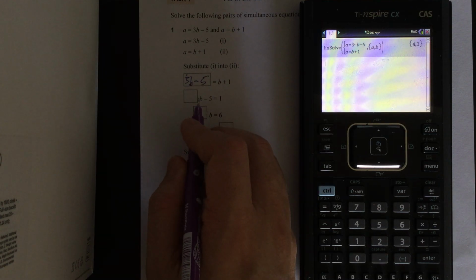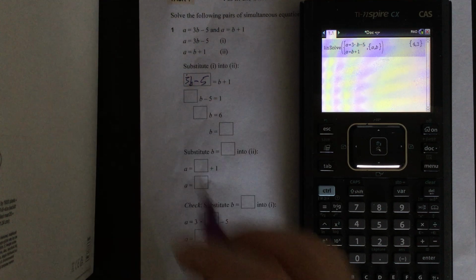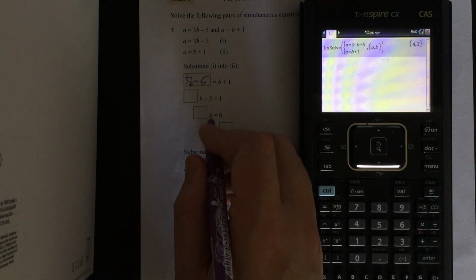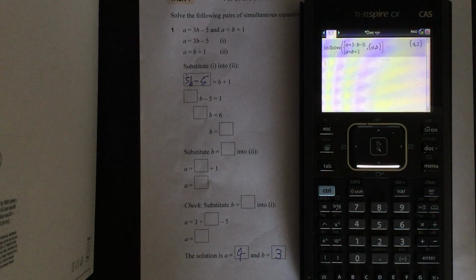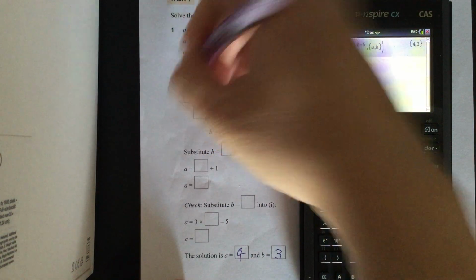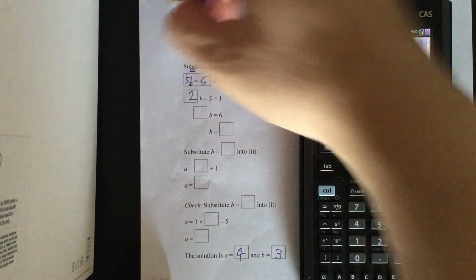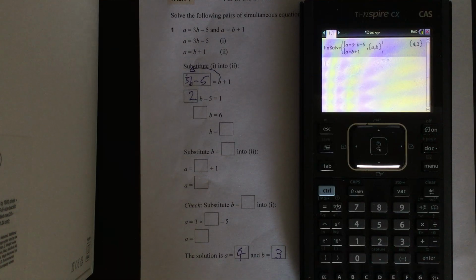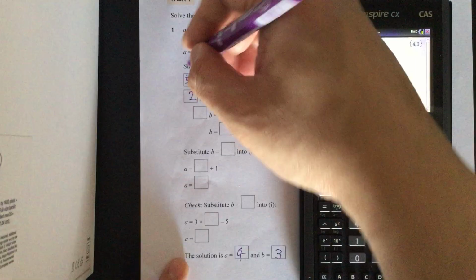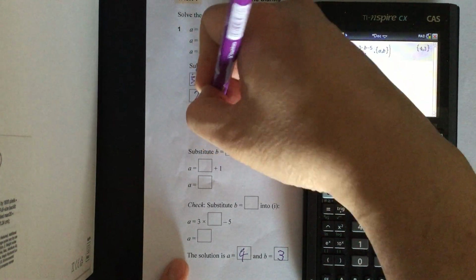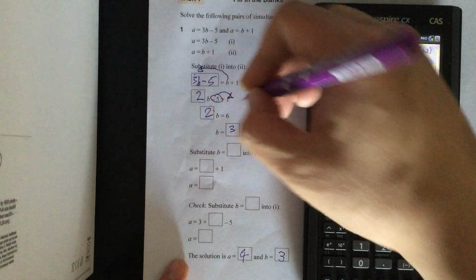So what did they do here? 3b, oh yeah, wait, what happened here? Equals 1. Oh, okay, I forgot. Now it's 2b because they've moved the b over to the left, so they've got 2b remaining. How on earth do they get the 6? They move the negative 5 over to the other side. So you've got 2b equals 6, so b must equal 3.